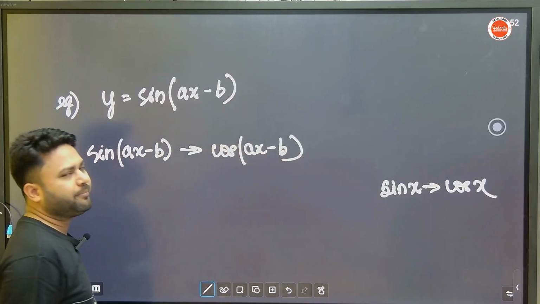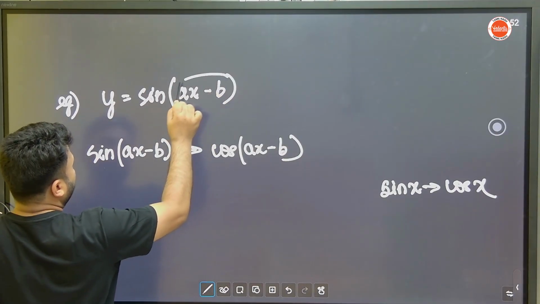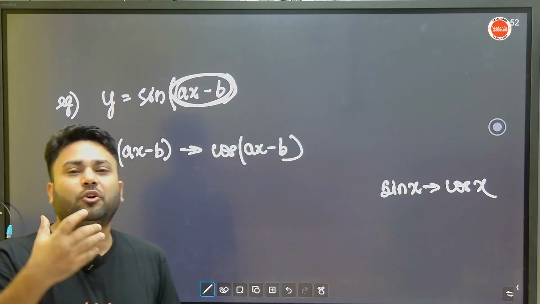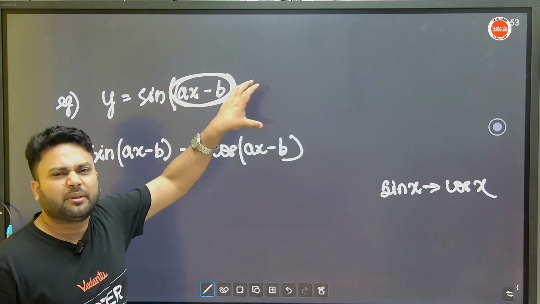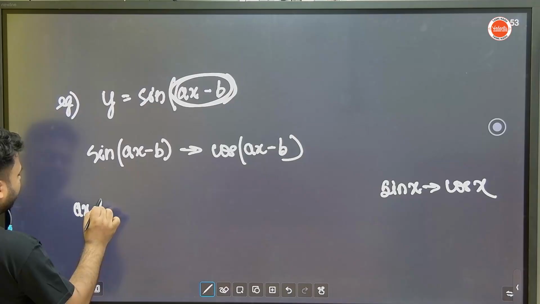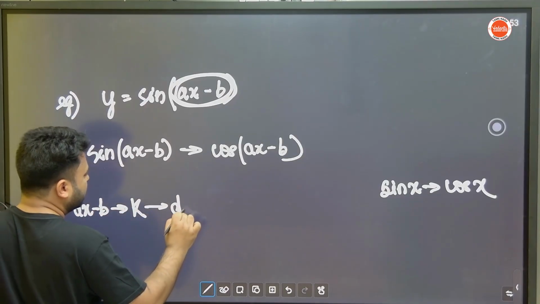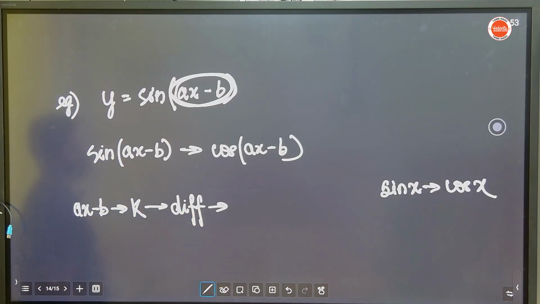This is our first step. But I told you this is the spoiler. Why is this the spoiler? Because the formula is not direct. It is not like sine x. It is sine of something, of the kachra. So this spoiler, this ax minus b, is our kachra. What do we do with kachra? We differentiate kachra.